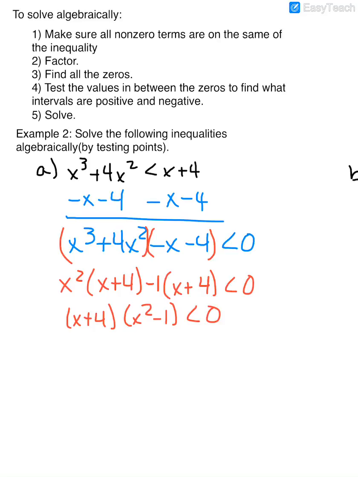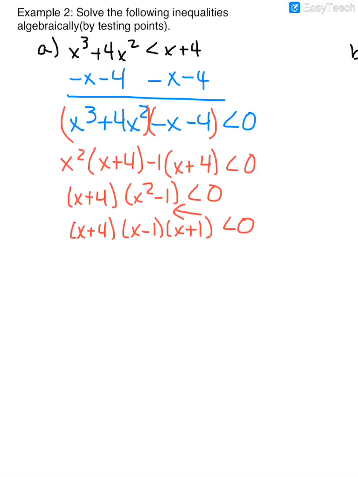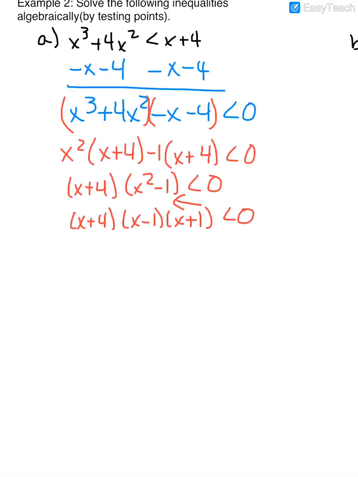Okay. So here I could factor this x squared minus 1. That's the difference of squares. So it gets me x minus 1, x plus 1, and then less than 0. Okay, so now this tells me that I have zeros at negative 4, 1, and negative 1.